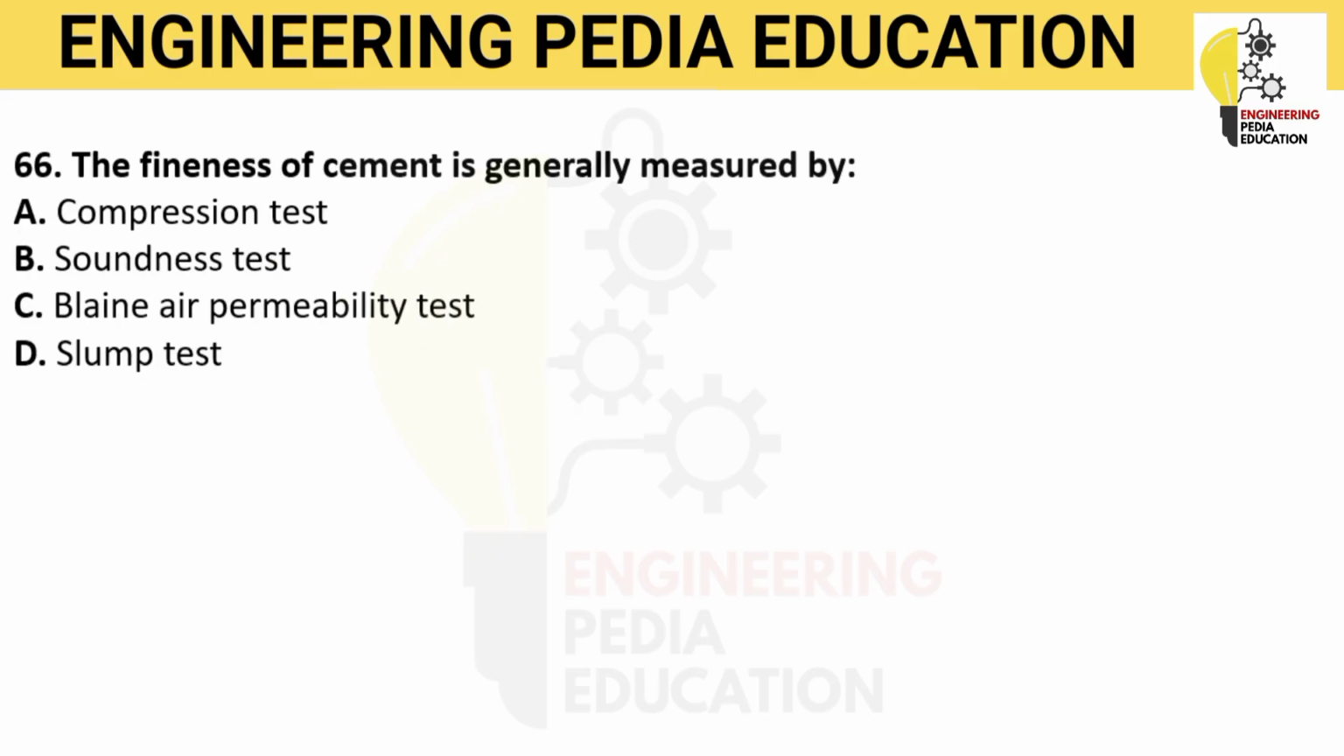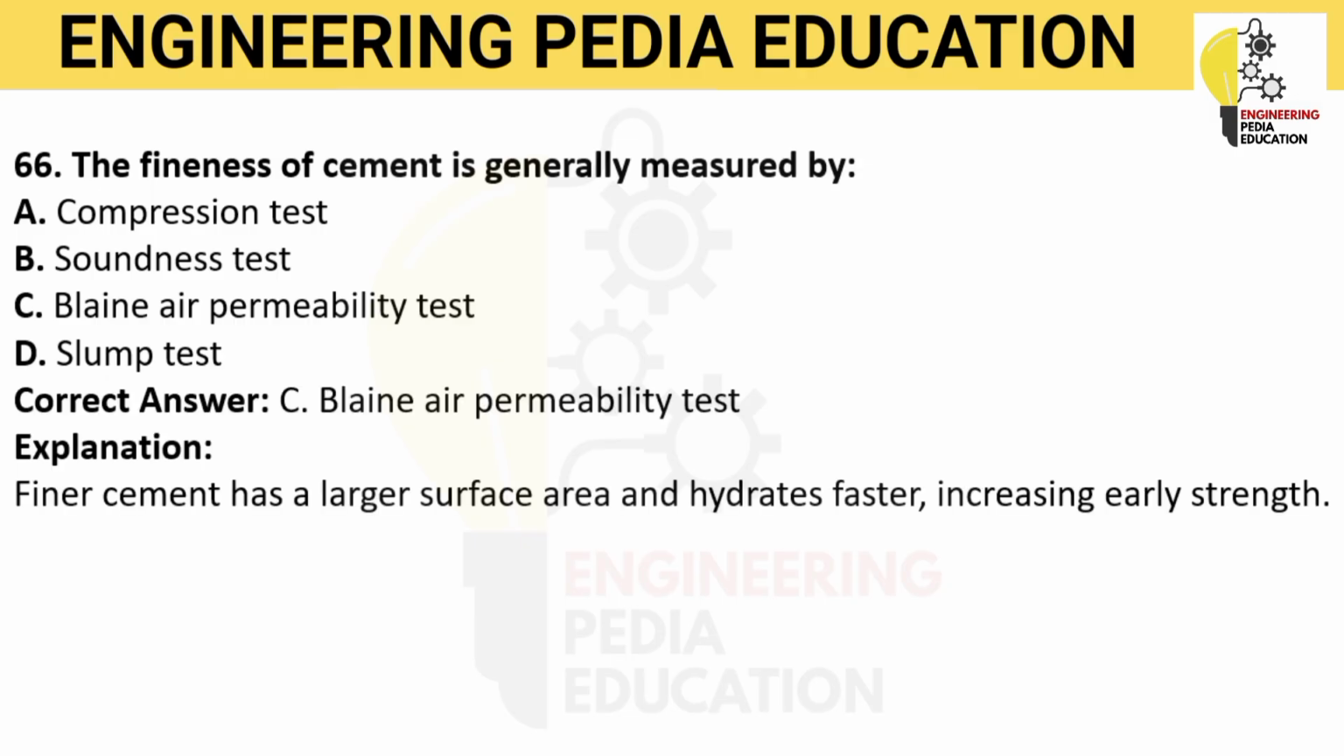The fineness of cement is generally measured by compression test, soundness test, Blaine air permeability test, slump test. So the correct answer is C, Blaine air permeability test. Finer cement has larger surface area and hydrates faster, increasing early strength. So the fineness of cement is measured by Blaine air permeability test.